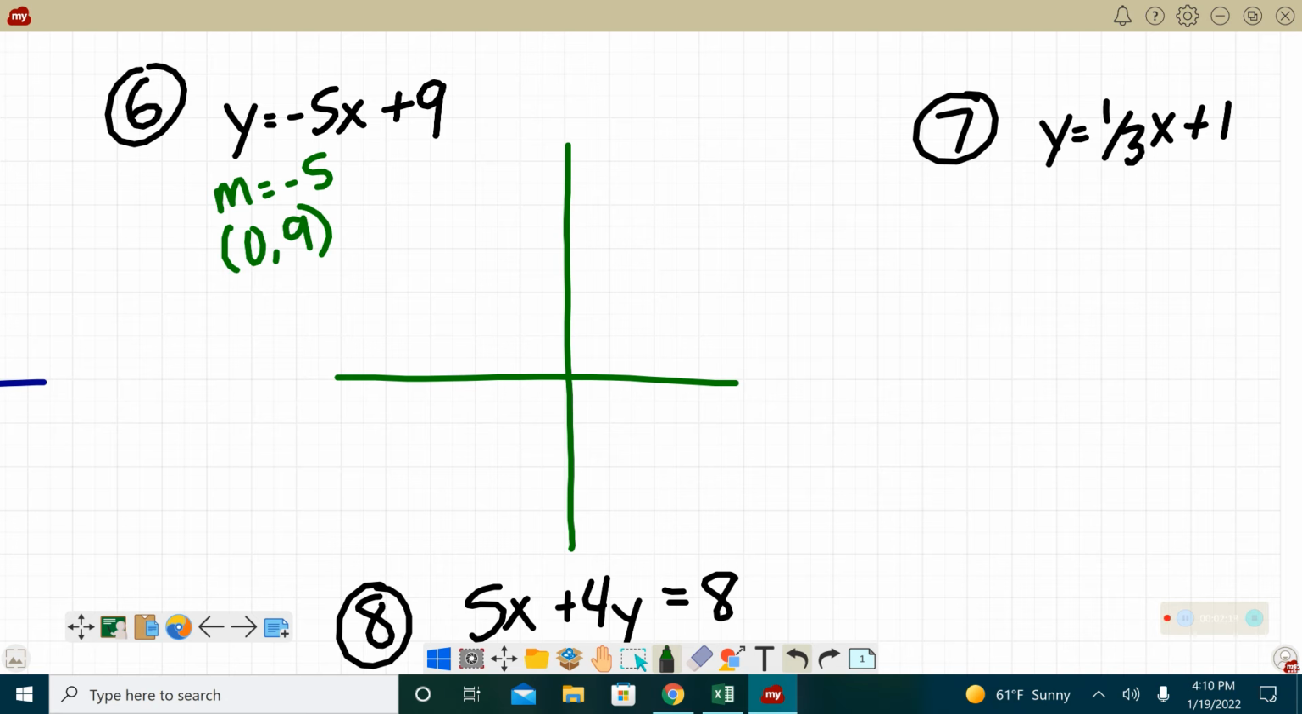All right, so we're starting our graph at 1, 2, 3, 4, 5, 6, 7, 8, 9, and we're going to go down 5. 1, 2, 3, 4, 5, and over 1. Down 5, 1, 2, 3, 4, 5, and over 1. So we're graphing a line through those points for number 6.